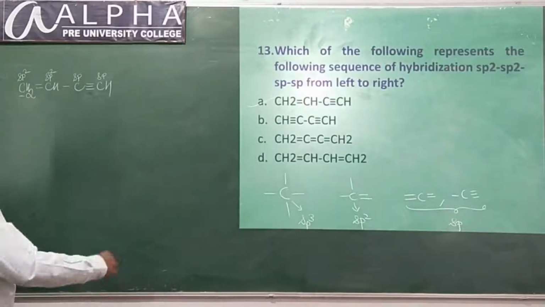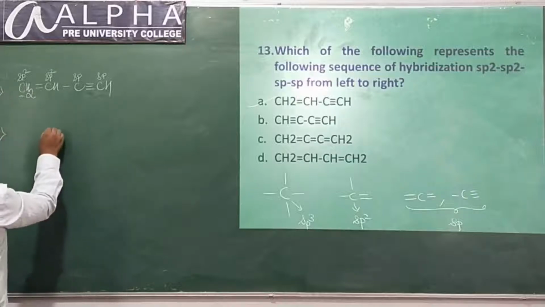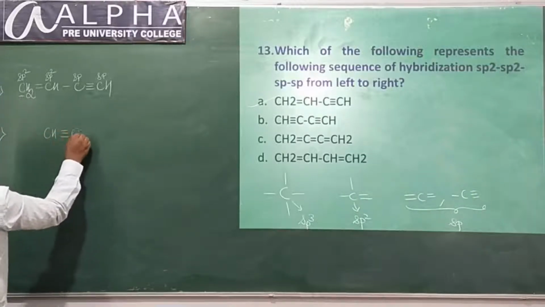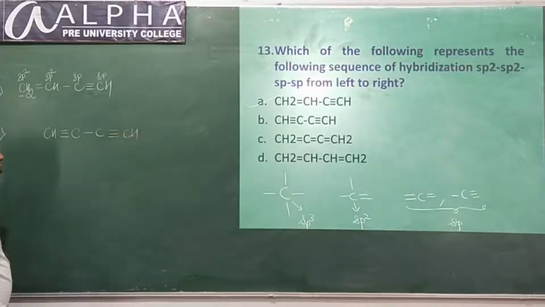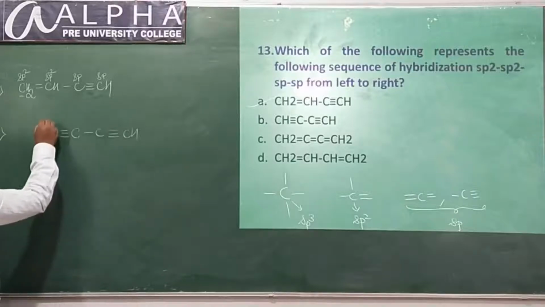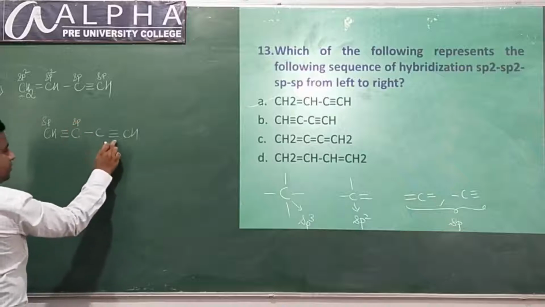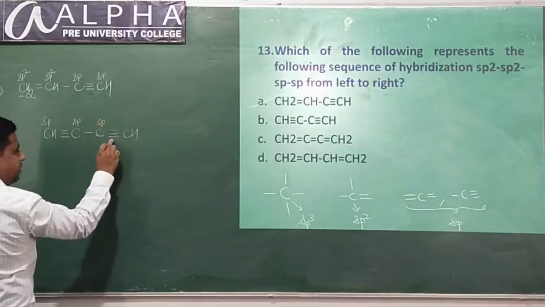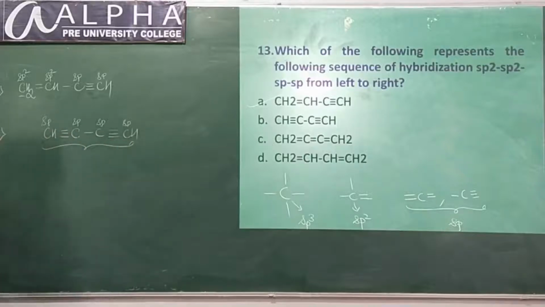Now if you consider option B: CH triple bond C, single bond, C triple bond CH. What is the state of hybridization of this molecule? Carbon with one triple bond is sp, and every carbon here has a triple bond, so all the carbon atoms are sp hybridized.